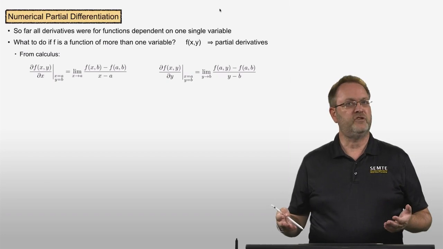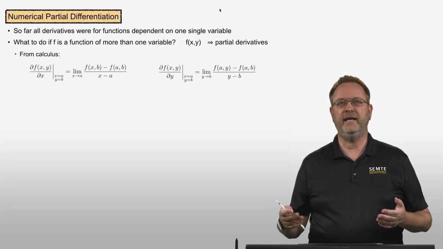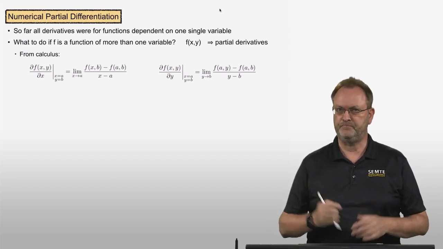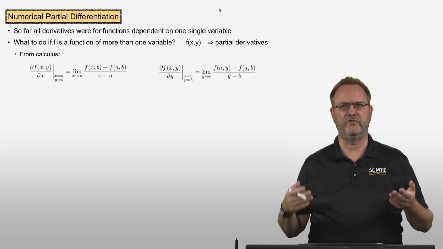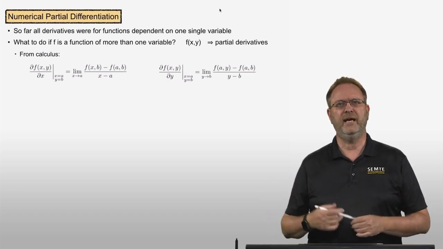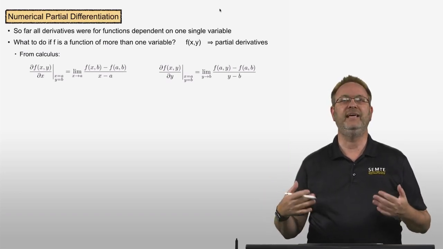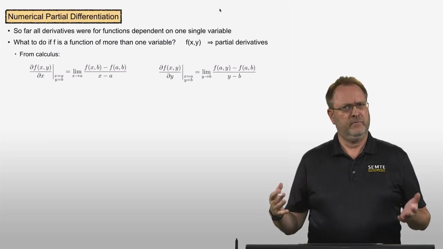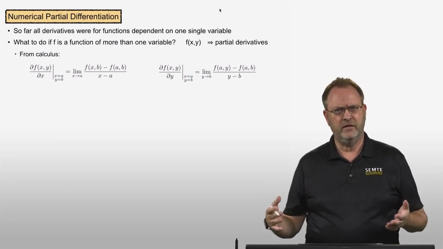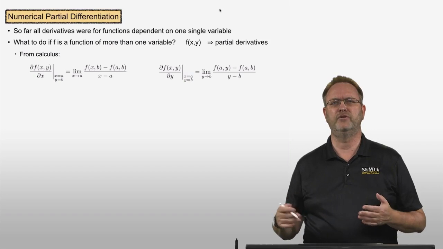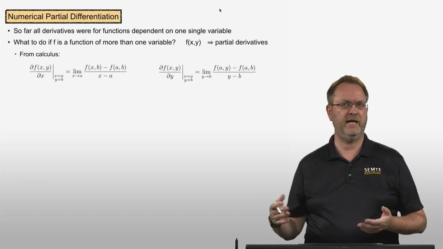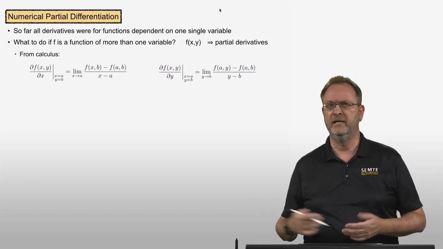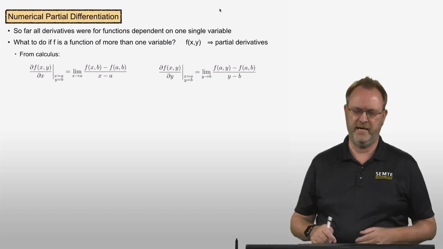If we want to take the partial derivative with respect to y, it's just the opposite, flipped. We then take the limit of y going to b and we fix x as being equal to a. And then we take that limit y going to b of the ratio f of a comma y minus f of a comma b divided by y minus b.